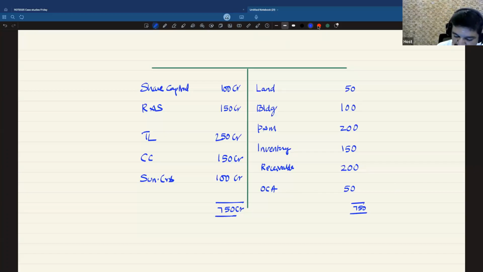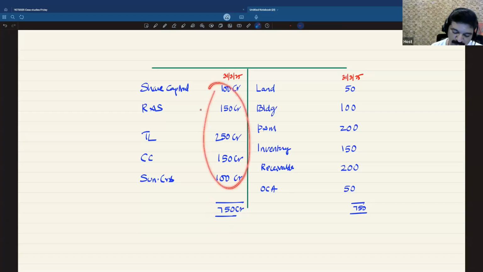Now, this is the position as at 31st March 25. If you look at this balance sheet, what is the conclusion possible for you? They have 750 crore funds. This 750 crore funds has been raised from 3 sources. Owners have contributed 250 crore. They've taken a term loan of 250 crore and they have short-term credit of 250 crore.